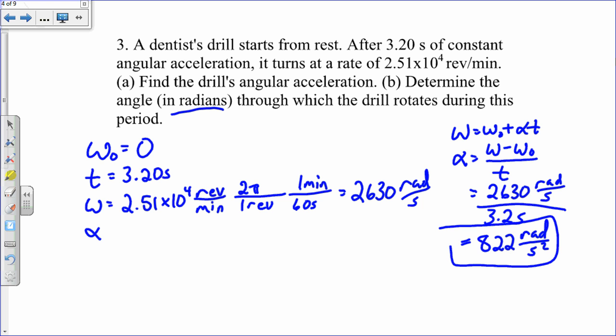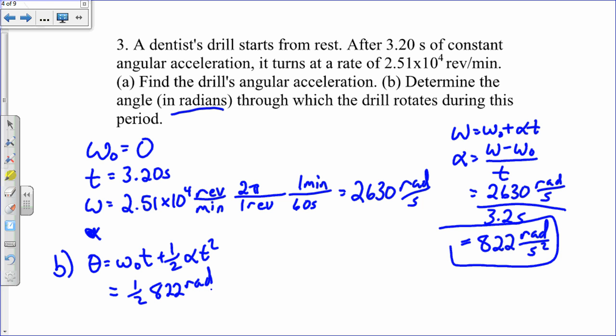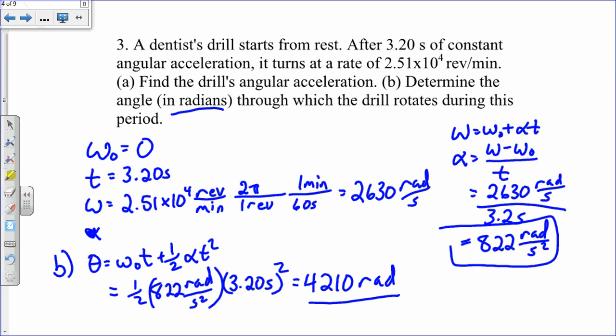Part B, determine the angle through which the drill rotates. For part B, I want to know what theta is. I know that theta is omega naught t plus 1/2 alpha t squared. So I can just plug this in. Omega naught is 0, so it's just 1/2 of 822 times t squared, which is 3.2 seconds squared. That gives me radians, and I get 4,210 radians. That's part B.